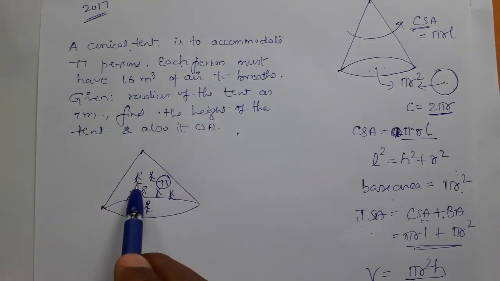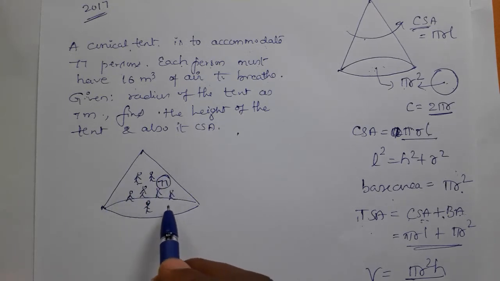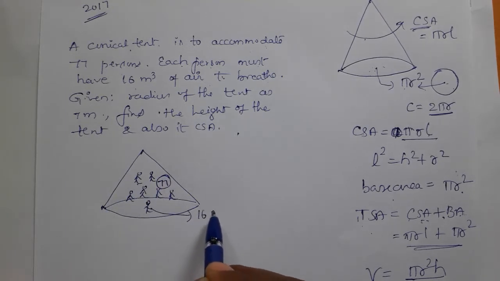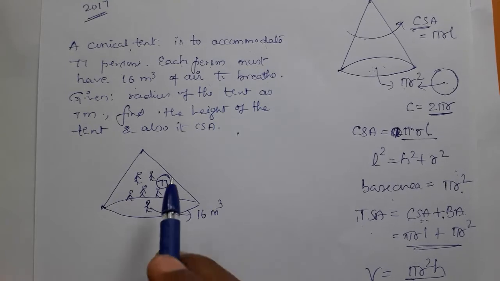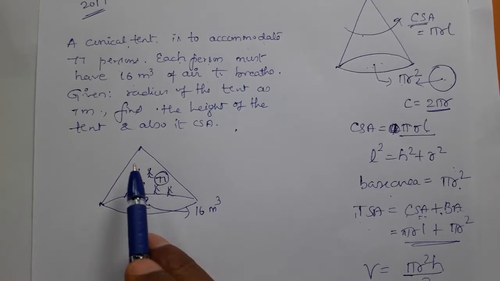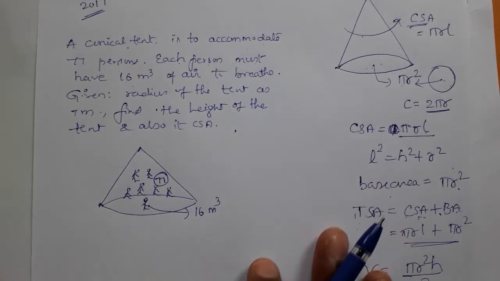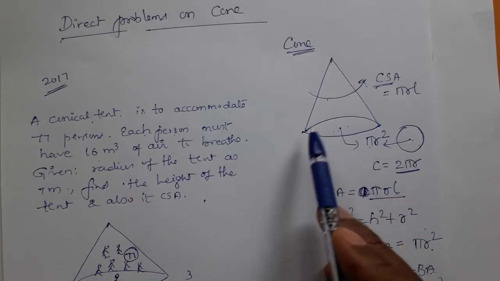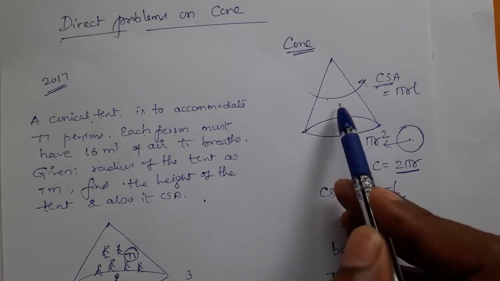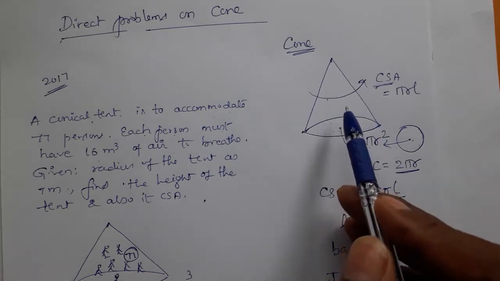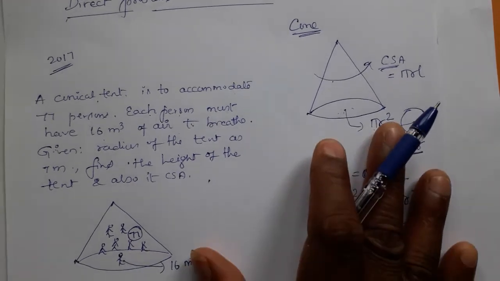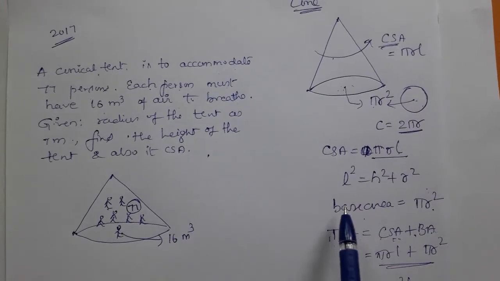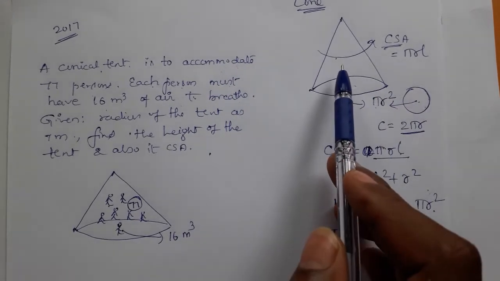So each person present inside the conical tent requires 16 meter cube of air. Remember, these persons are sitting inside the conical tent. As we know, curved surface area is the surrounding, and base area is just about the circle. But inside the conical tent, I mean inside the cone, it is about the volume. Volume is regarding the inside.